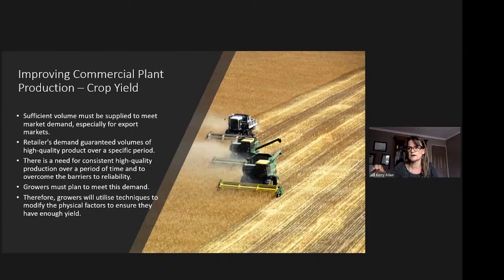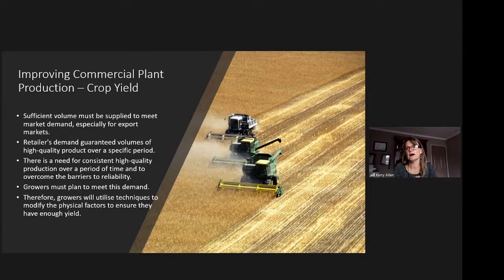Okay, so we'll just break those down into a little bit more depth. So you're obviously trying to optimize your yield. That's your quantity, how much you're getting. Usually in commercial production, you are meeting contracts. So you're trying to supply a specific amount at a specific time, at a specific quality for a market. If you don't supply that, you will be penalized for that.